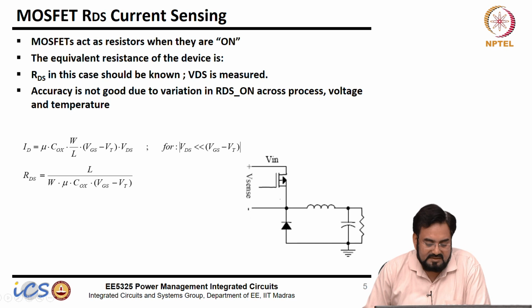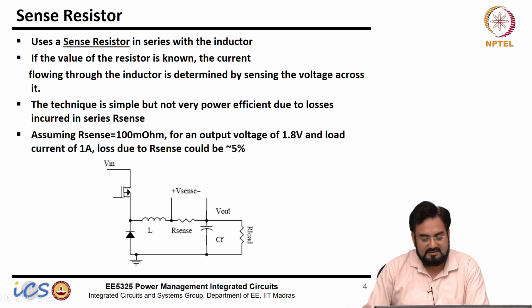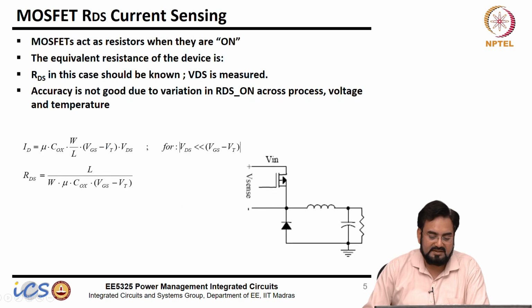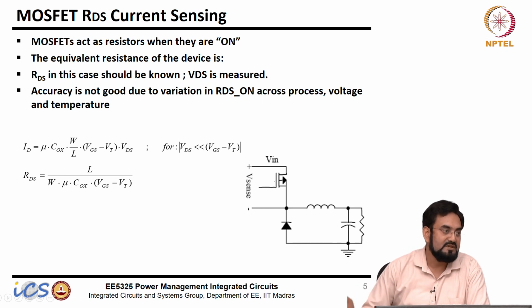Then RDS based sensing. Instead of detecting the voltage across this resistor, let's say we don't have this, then you have another resistor which is the RDS on of your MOSFET. If I can detect this voltage, and that you can always do when this switch is on, you just measure the voltage across it, and if you already know the RDS on, then you can get the current information. But the problem is this RDS on is not fixed. It will vary with the temperature, because threshold voltage may change with the temperature, and process may also cause some variation.